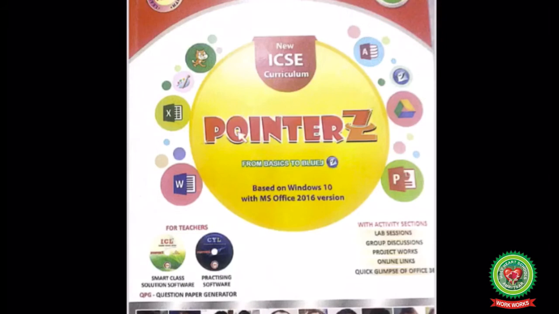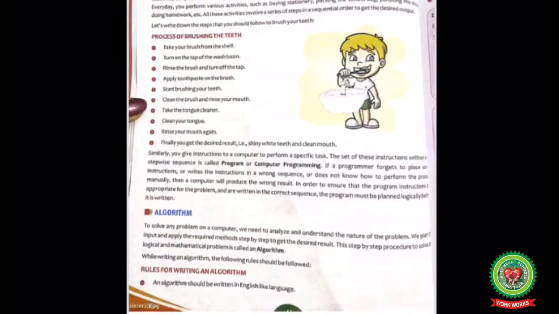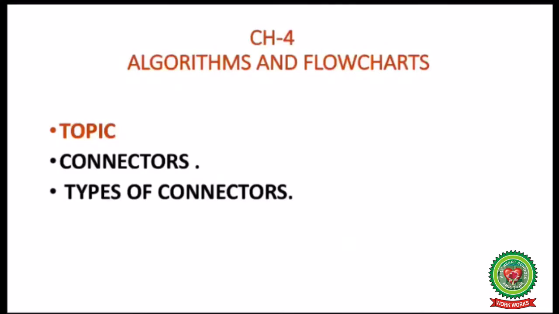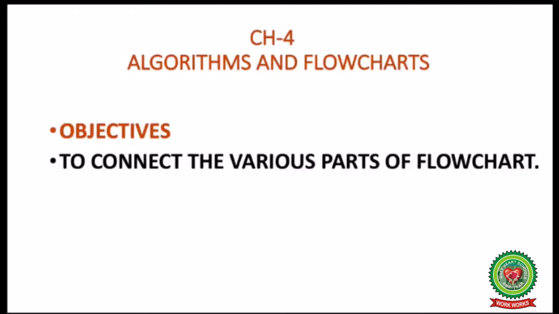Open your books. On page number 44, lesson number 4, algorithms and flowcharts. In the previous class, we have discussed features of a flowchart and example 1, process of making tea. The topic we will discuss today is connectors, types of connectors. Objectives. Its main objective is to connect the various parts of a flowchart.